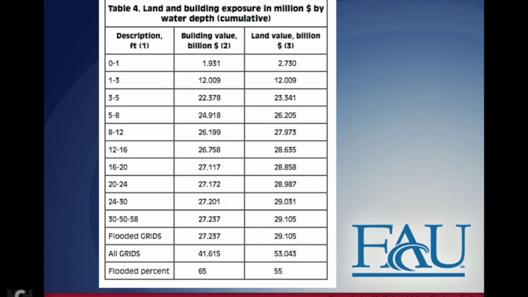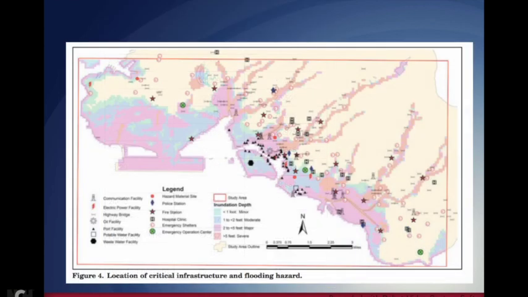Then they looked at land and building exposure. So the building value of all the flooded areas would be $27 billion. And the land value would be around $29 billion. This right here looks at the map of the location of critical infrastructure by flooding hazard. And they have all types of infrastructure from electrical power facilities, communication facilities, bridges, roads, fire stations, hospitals, shelters. And you can see here that the mapping is from minor flooding to moderate to major to severe flooding.